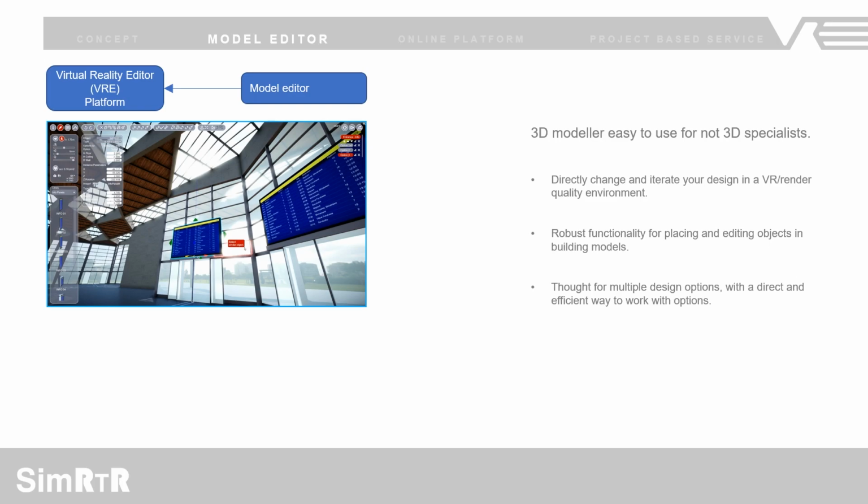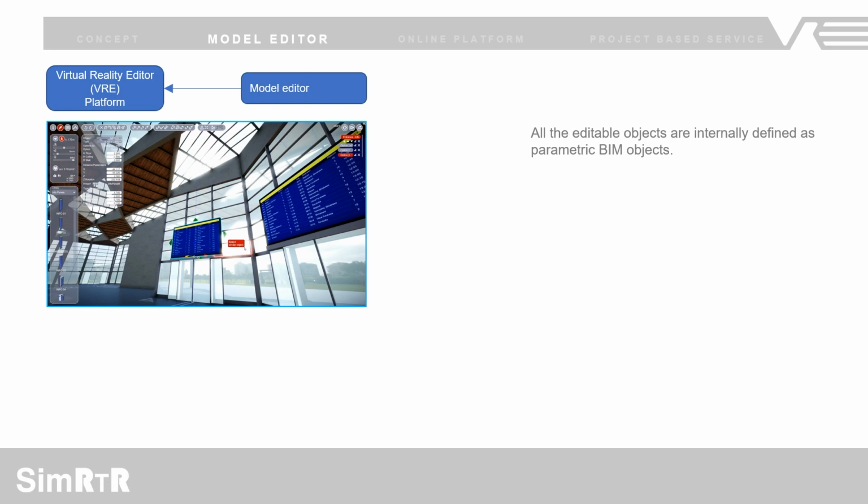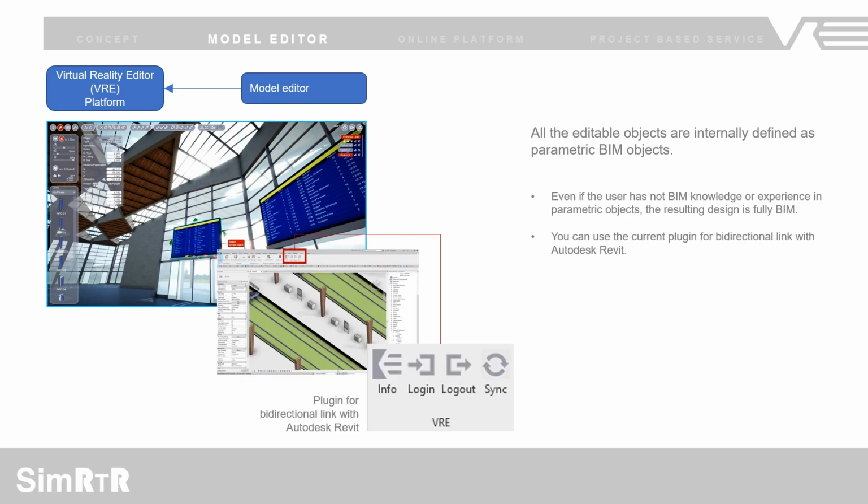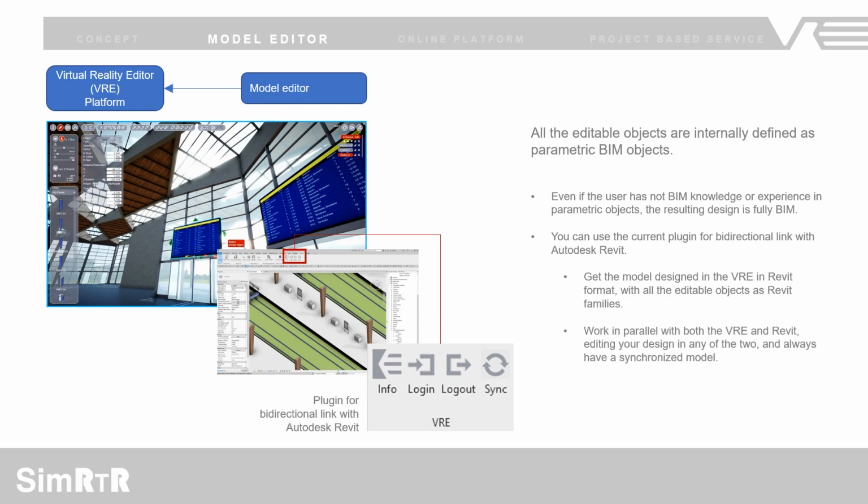But on the other side, all the editable objects are internally defined as parametric BIM objects. Even if the user has no BIM knowledge or experience in parametric objects, the resulting design is fully BIM. You can use the current plugin for a bidirectional link with Autodesk Revit. You can get the model design in the VR editor in Revit format, with all the editable objects as Revit families. And you can work in parallel with both the VR editor and Revit, editing your design in either of the two, and always have a synchronized model.